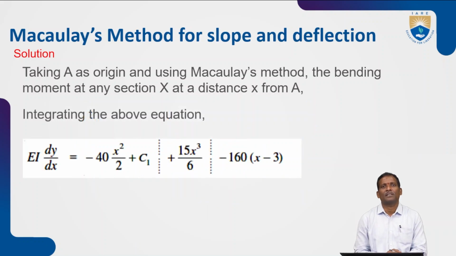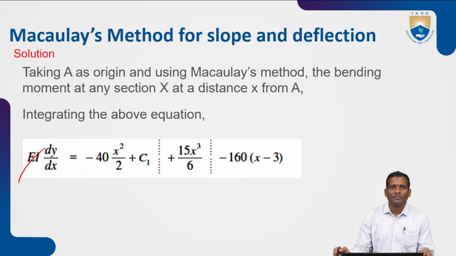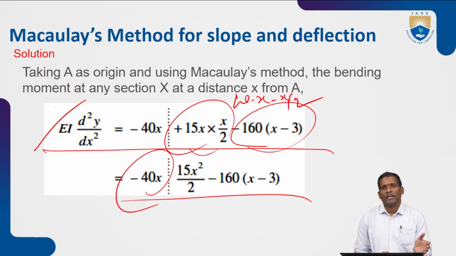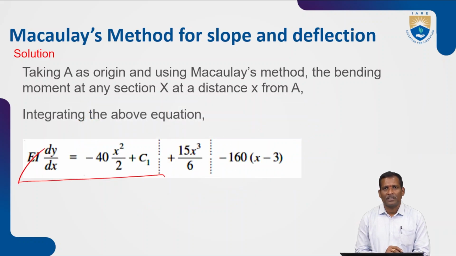Now integrate this equation. Integrating, you will get EI into dy by dx is equal to minus 40 x square by 2, plus 15 x cube by 3, that is 6, plus C1, the constant.